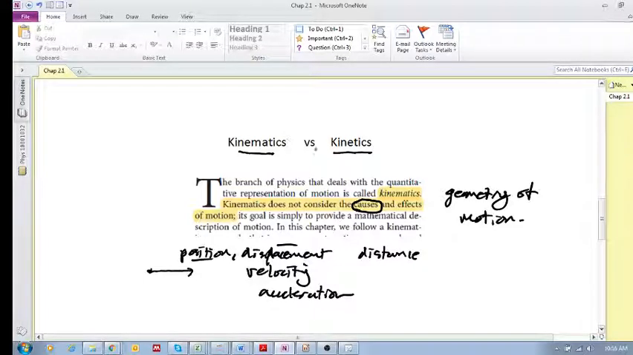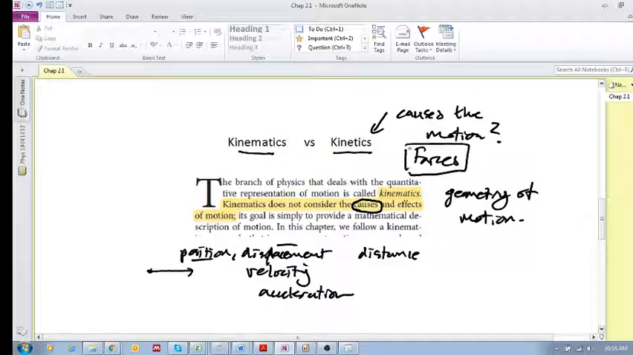Whereas kinetics does look at what causes the motion. And this is where forces come in. When we deal with kinetics, we are looking at the forces that cause the motion, whereas kinematics is just the motion itself.